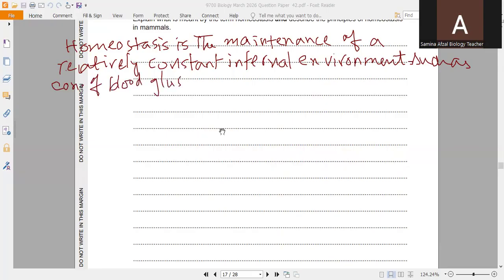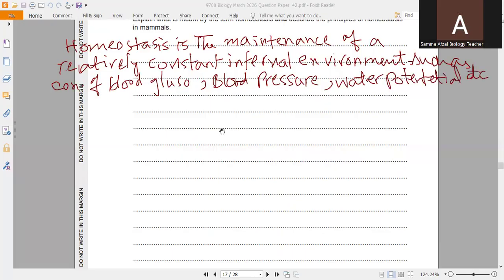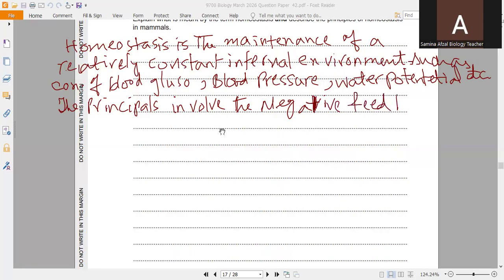Blood glucose, blood pressure, water potential, etc. So the principle of negative feedback mechanism.